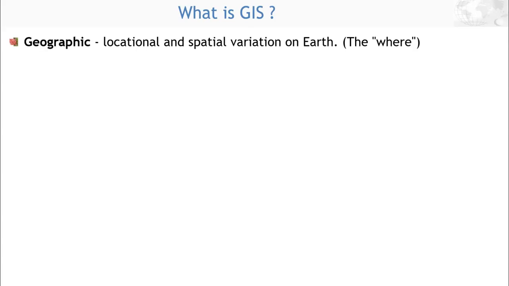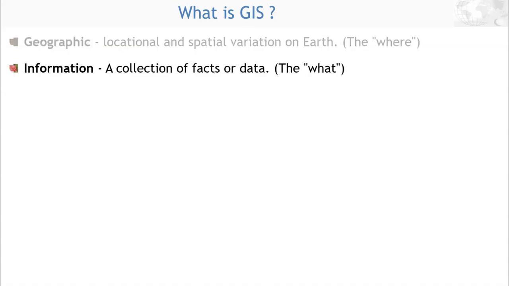What is GIS? GIS stands for Geographic Information Science. Let's break down each of those terms. Geographic is derived from the term geography. Geographic refers to location on the Earth's surface.